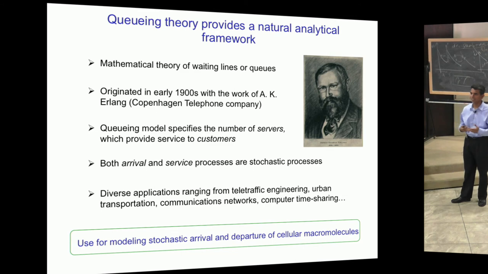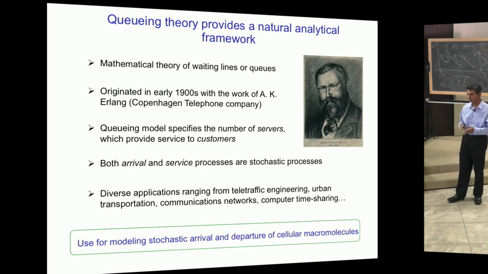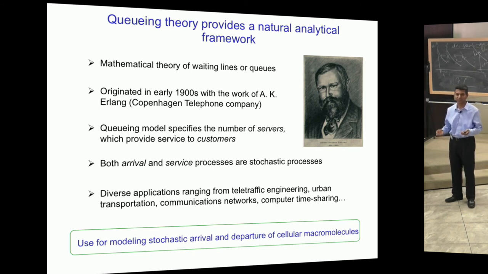Queuing theory is basically the mathematical theory of waiting lines. You just go wait in line for a queue. It originated with the work by Erlang and others. The motivation was actually just telephone lines. I don't know how true this is, but it was said that when the telephone was first invented, they connected the receiver to the sender. They had lines connecting receiver to sender.